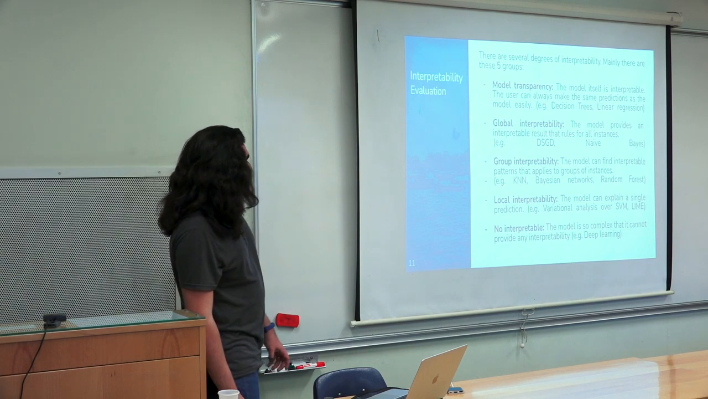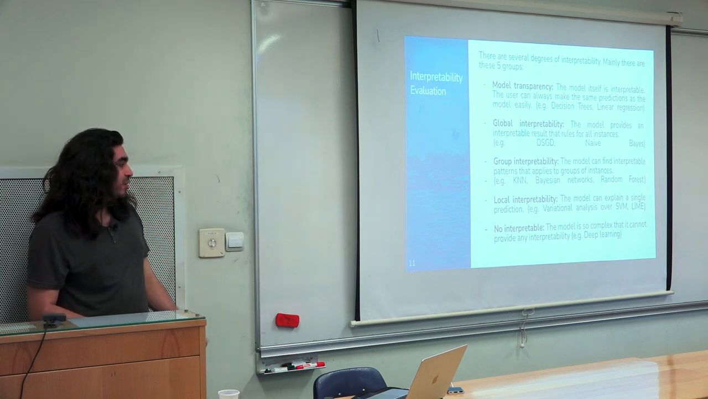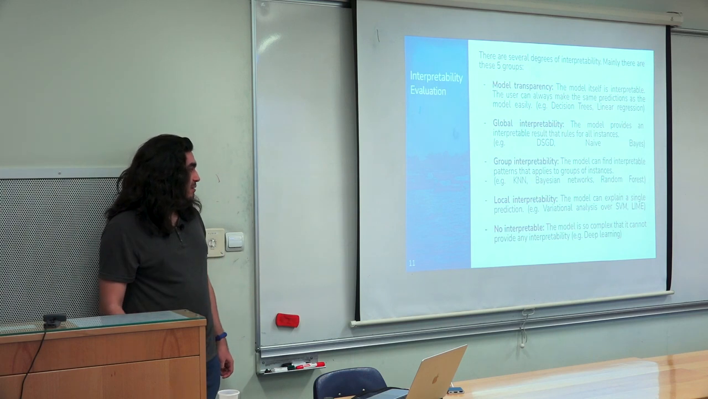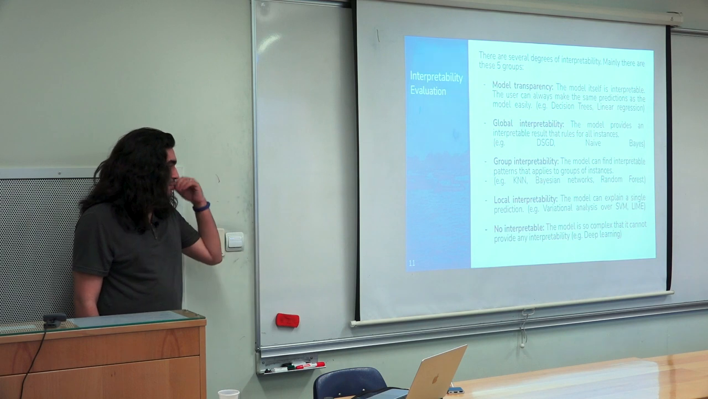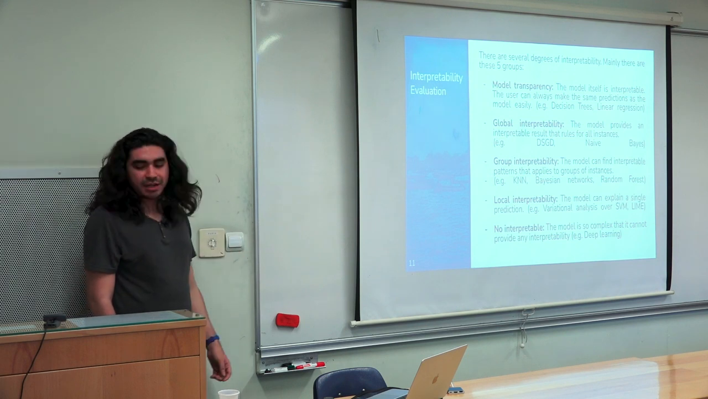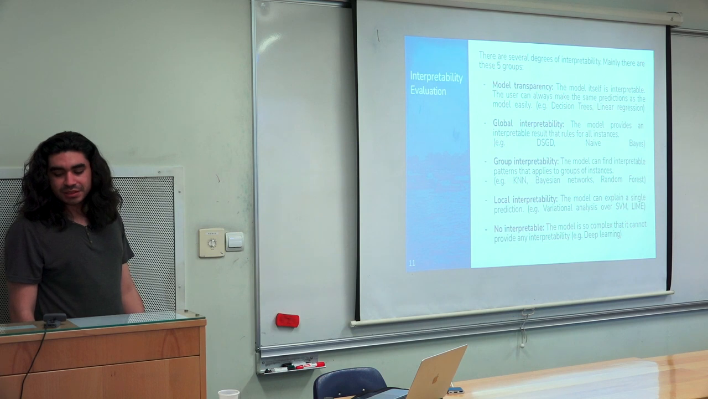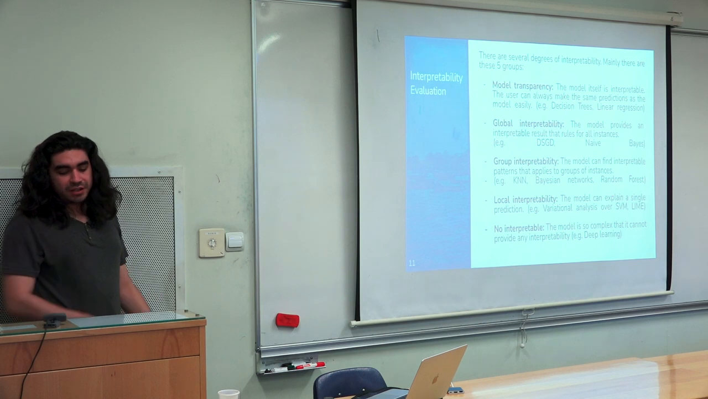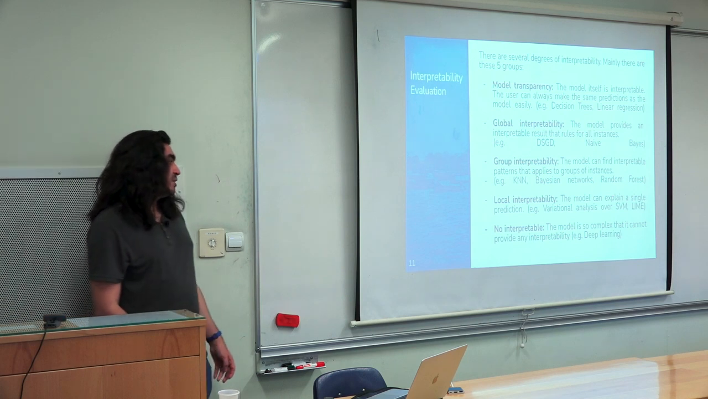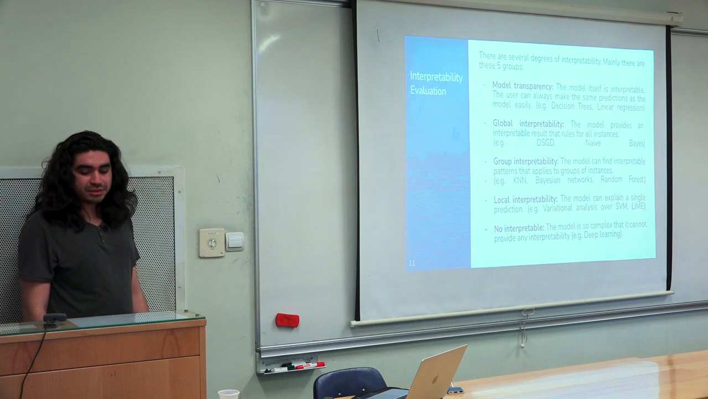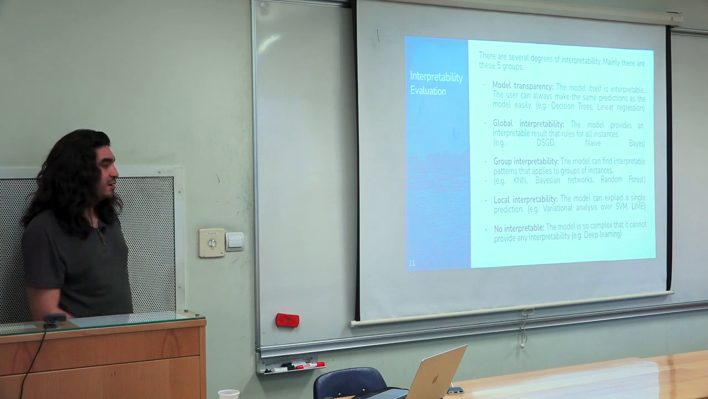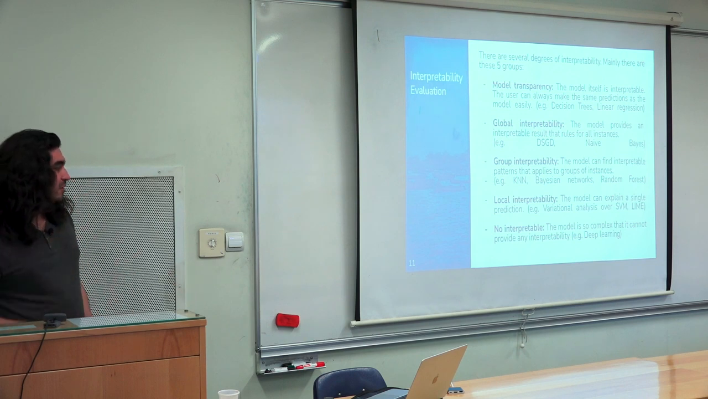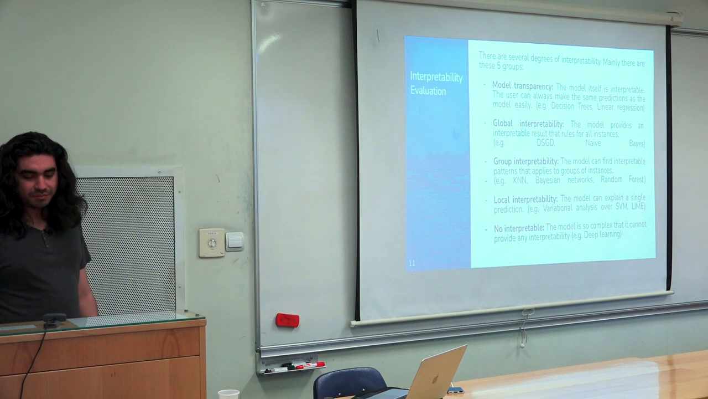The next group is the local interpretability, where the model can explain one instance at a time. Yeah, this is the weakest interpretability of all of them. This can be achieved by, for example, sensitivity analysis and other methods that we will be reviewing later in the presentation. And finally, we have the models that have no interpretability at all, and that is mainly the case of deep learning and other kinds of models that make a lot of nonlinear computations, something like that.